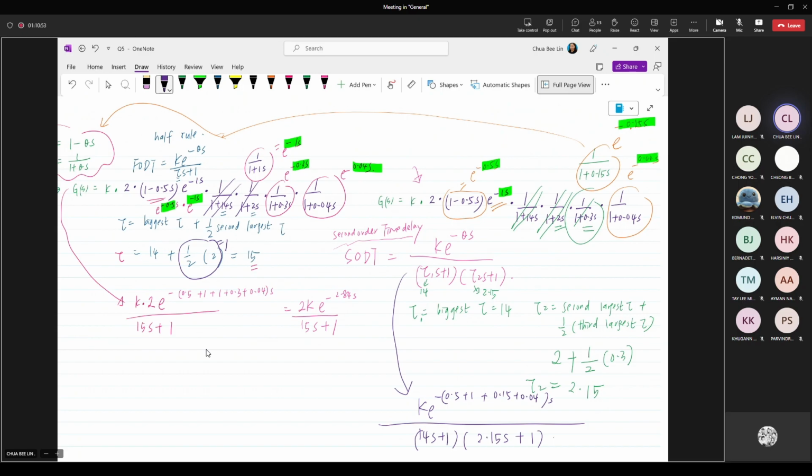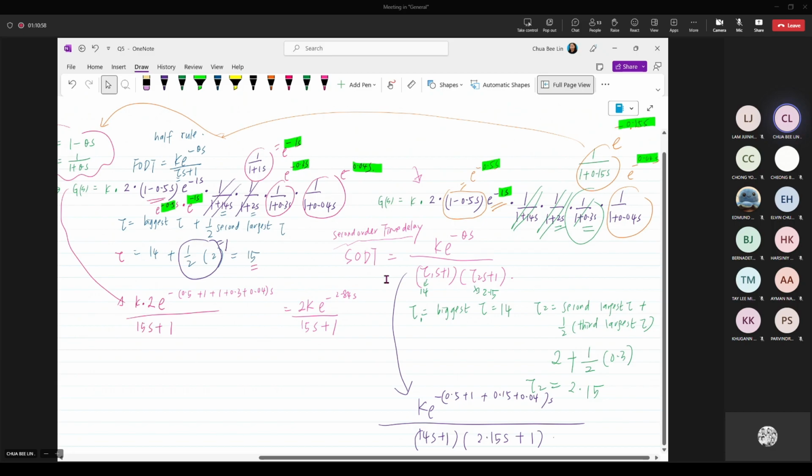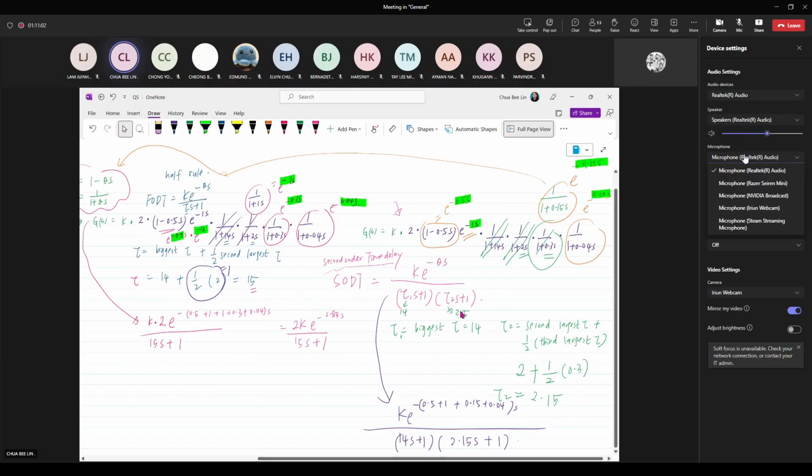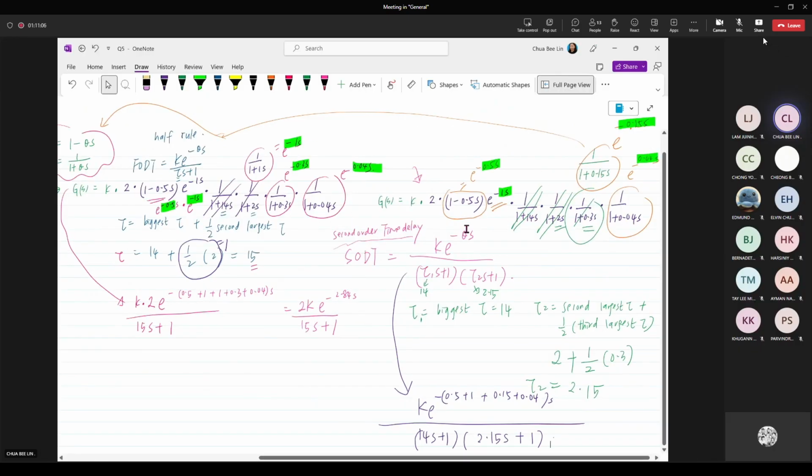If I ask you to use Taylor's series expansion, then it will be easier. Your biggest tau will be 14. Your tau 2 will be the second largest tau, which is 2. Then the rest you will actually use the same way to calculate the time delay.